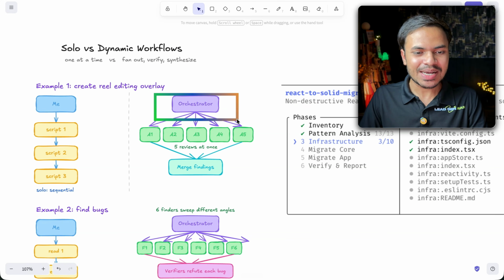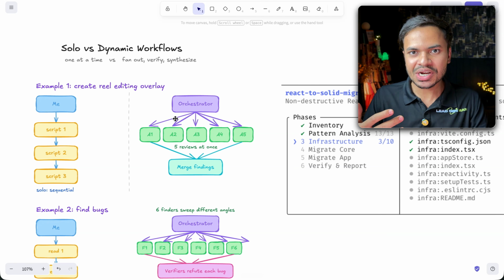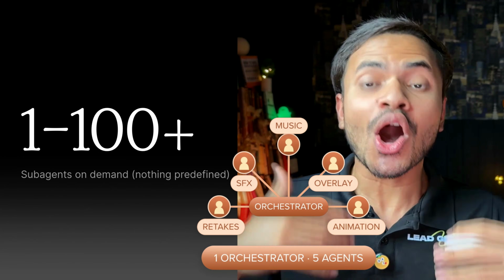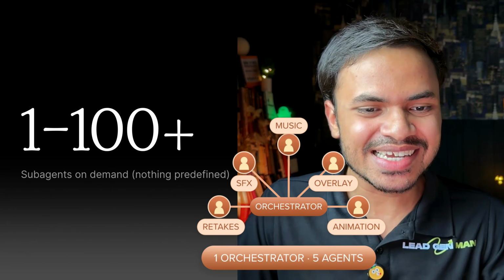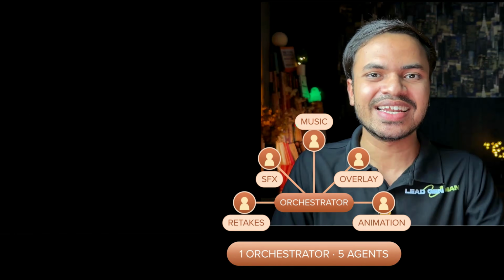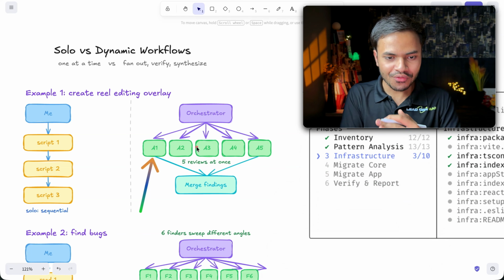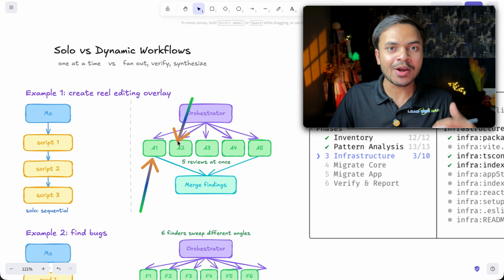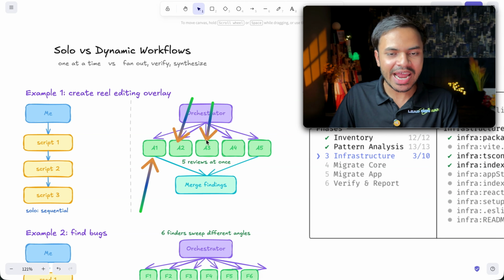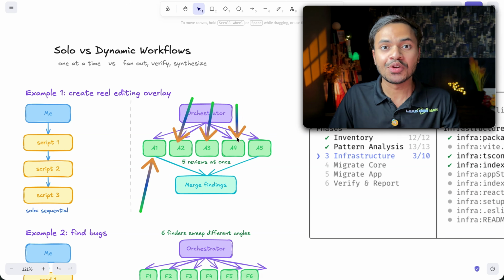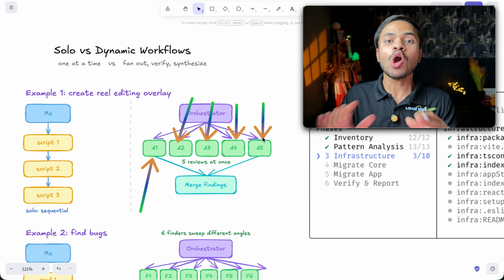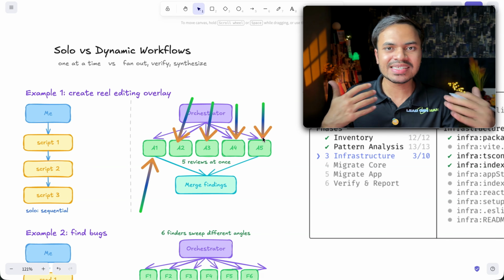Now coming back to our example of our reel editing, our orchestrator agent will spawn 5 sub-agents. It can also spawn 10 sub-agents, 100 sub-agents if it needs, as it is dynamic and nothing is predefined. To put in perspective, our number 1 agent will remove all the retakes from our raw video, number 2 agent will add all the sound effects, third one will add background music, fourth one will add reel overlay, and fifth one will add all the animations and graphic design it needs.